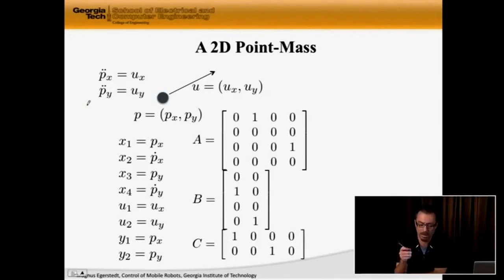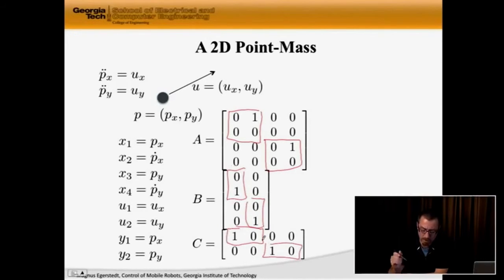So if you take a look at this A matrix, up here in this corner is the old A matrix that we had for the 1D point mass. Well, this is just the X component of the A matrix, and this would be the Y component. Similarly, B, this is my old B. Now I have two copies of it. And for C, this is my old C. Now I have a copy of it.